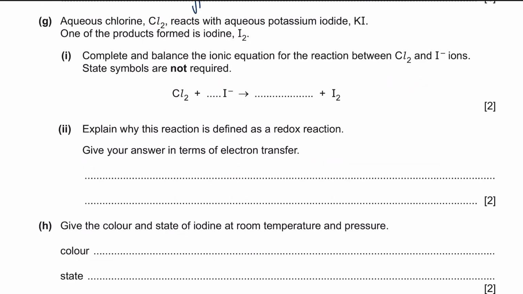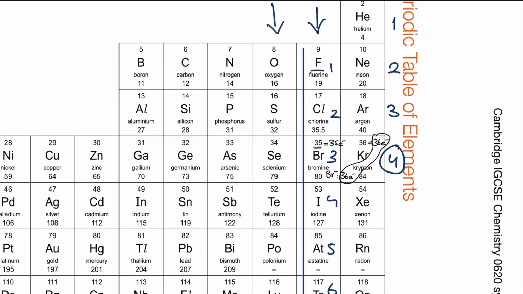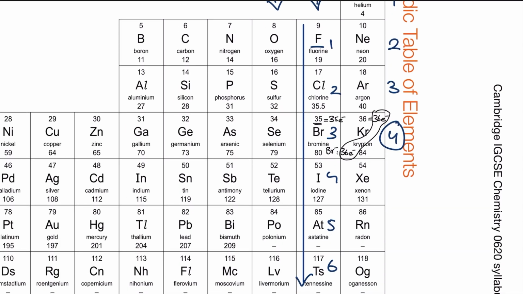Aqueous fluorine reacts with aqueous potassium iodide. One of the products formed is iodine. Complete and balance the ionic equation for the reaction between chlorine and iodide ions. State symbols are not required. Okay, so as I said earlier, down the group the reactivity decreases, right? So the reactivity decreases down the group.